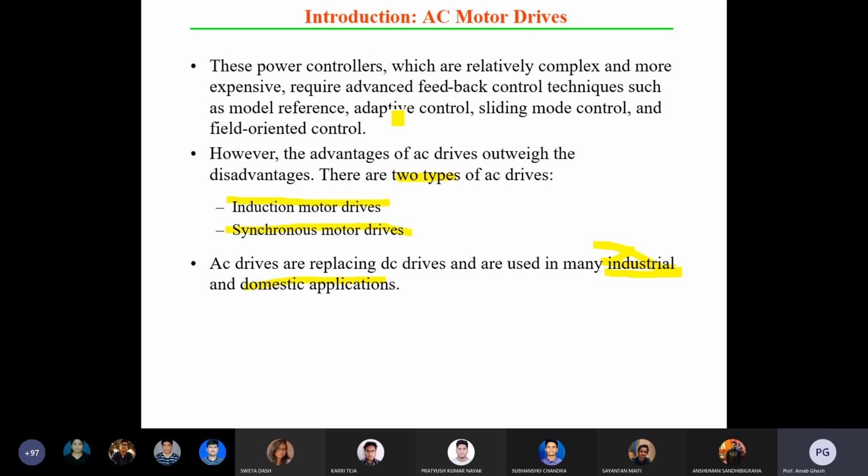The controlling methods include model reference adaptive control, sliding mode control, and field oriented control. These are some of the controls. They are complex and more expensive, and require advanced feedback control.